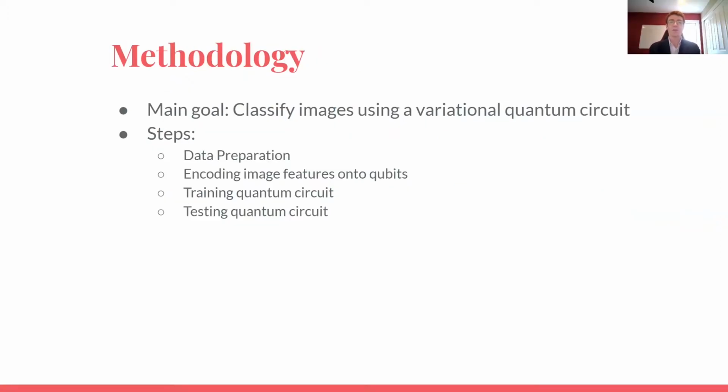In order to train the quantum circuit to be able to classify images, we need to complete the following steps. I'll go into more detail on the inner workings of these steps in the later slides, so for now I'll just give a high-level overview. First, we prepare our image data, and then we encode that data onto the qubits in our circuit's input layer. Once this is done, we're ready to train our quantum circuit, and lastly, all we have to do is test the circuit so we can see how well it performed.